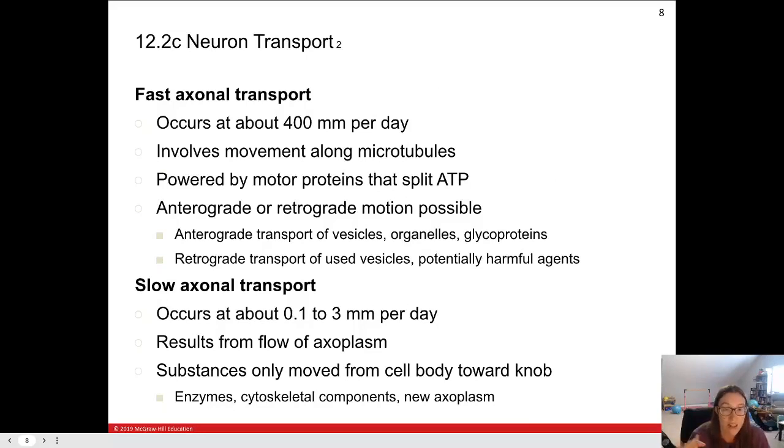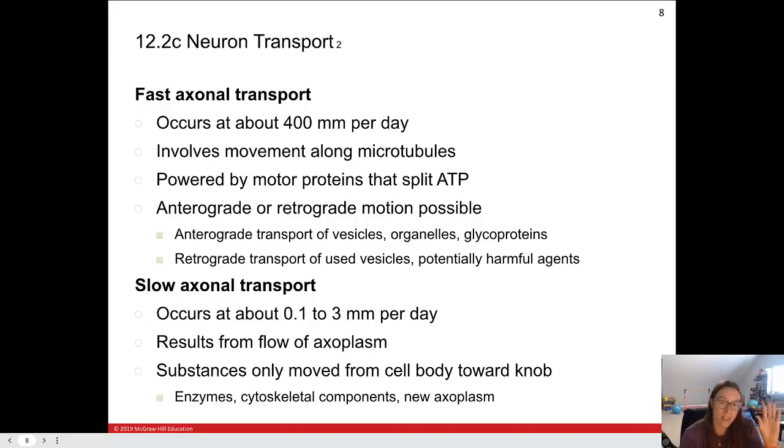And I think of it as like train tracks. So it involves movement along microtubules. Remember, those are going to be the biggest type of cytoskeletal elements. And so we have movement along these, like, I think of them as train tracks, the microtubules, and they're powered by motor proteins that split ATP, right? So that's like the motor or engine on a train. And so it can move up or down the train tracks, right? And anterograde or retrograde motion is possible here.